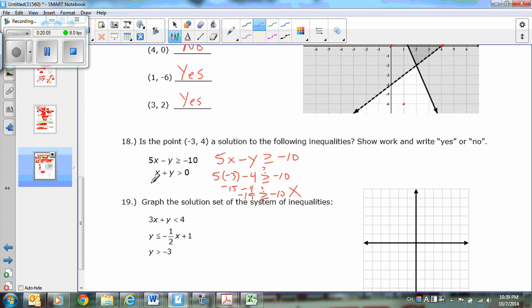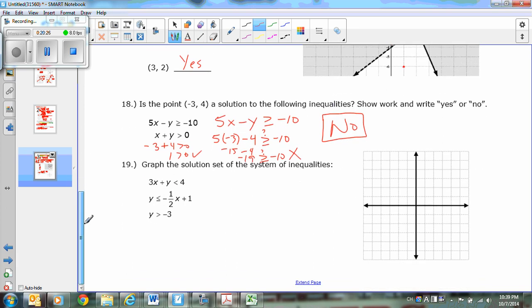I'm going to real quick just do it for the fun of it. Negative 3 plus 4, is that greater than 0? Yes, it is. Negative 3 plus 4 is 1. 1 is greater than 0. So this ordered pair works for the second inequality, but since it didn't work for the first one, we say no, it is not a solution to the system of linear inequalities.